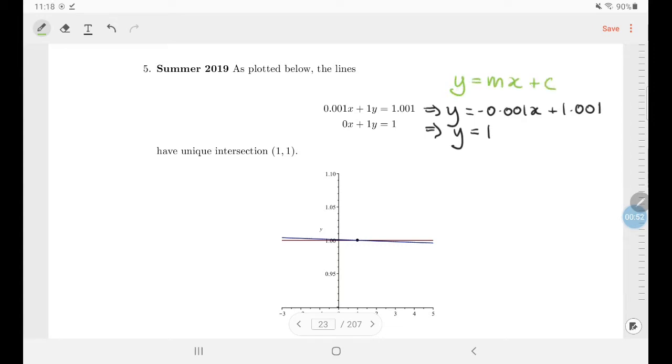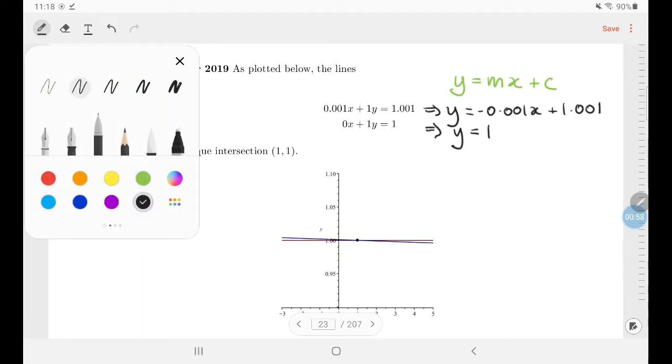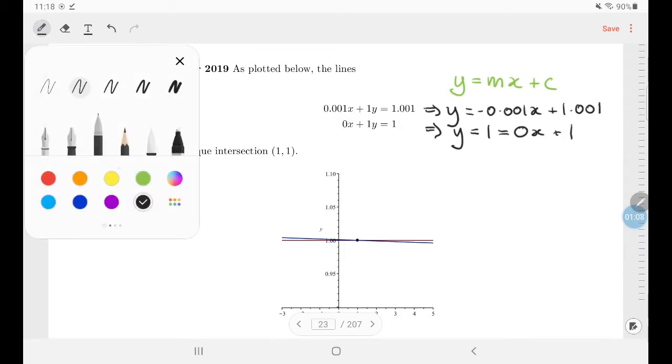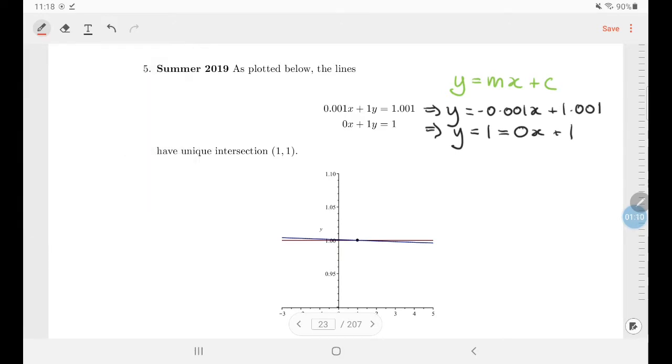So remembering that things of the form y equal to mx plus c are lines, we know that these two things are lines, and we know that the slope of the second one, if we write it in the form a multiple of x plus a constant, the multiple of x is 0. So that means it has a 0 slope, so it's flat. So that would be the red line in this one.